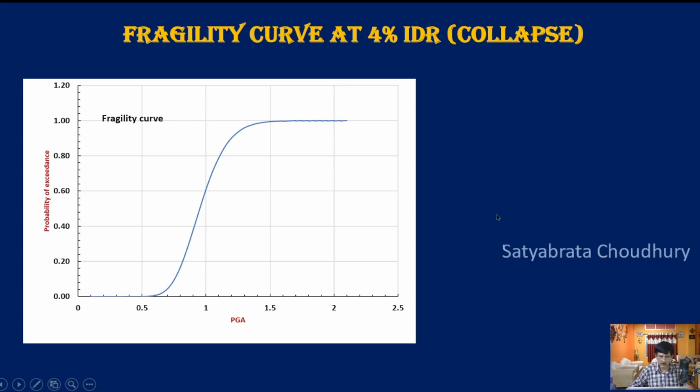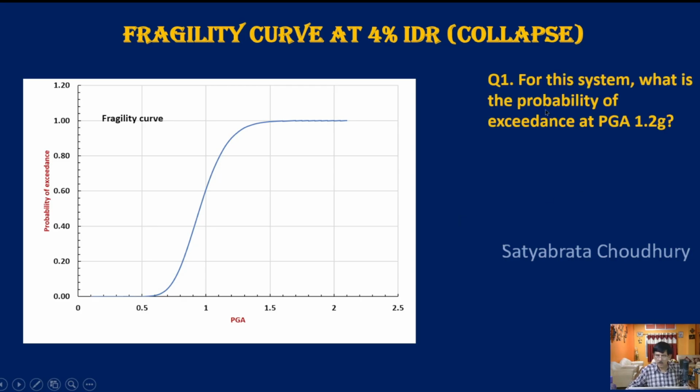Now let us take a question here. Question is, for this system, what is the probability of exceedance at PGA 1.2 G? So come to the 1.2 G line, here, 1.1, 1.2, and see where it is meeting our curve. Then draw a horizontal line and go to the probability axis. So this is the value. So this gives you the probability equal to 0.92 or 92%.